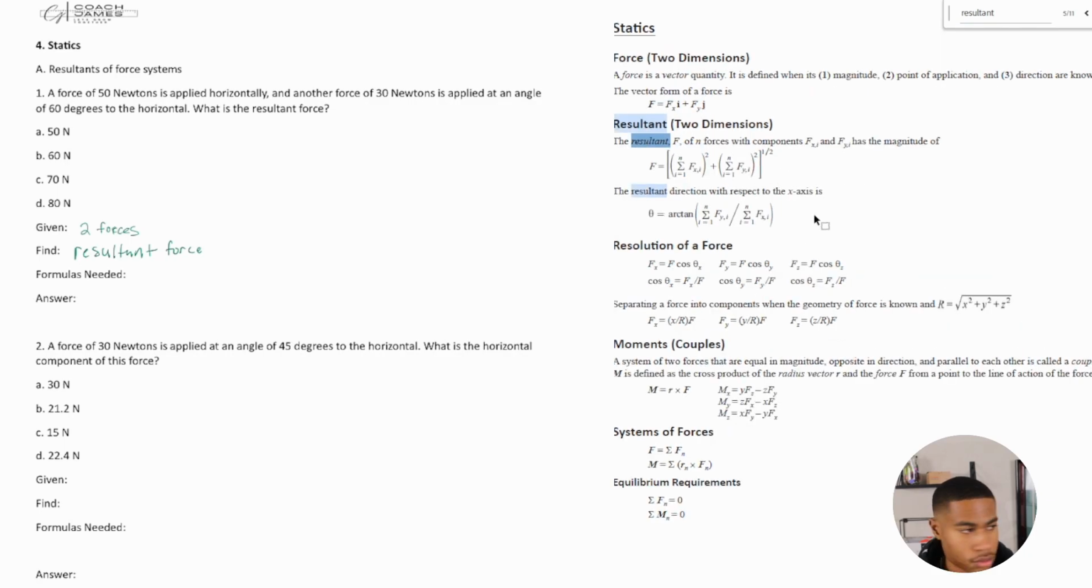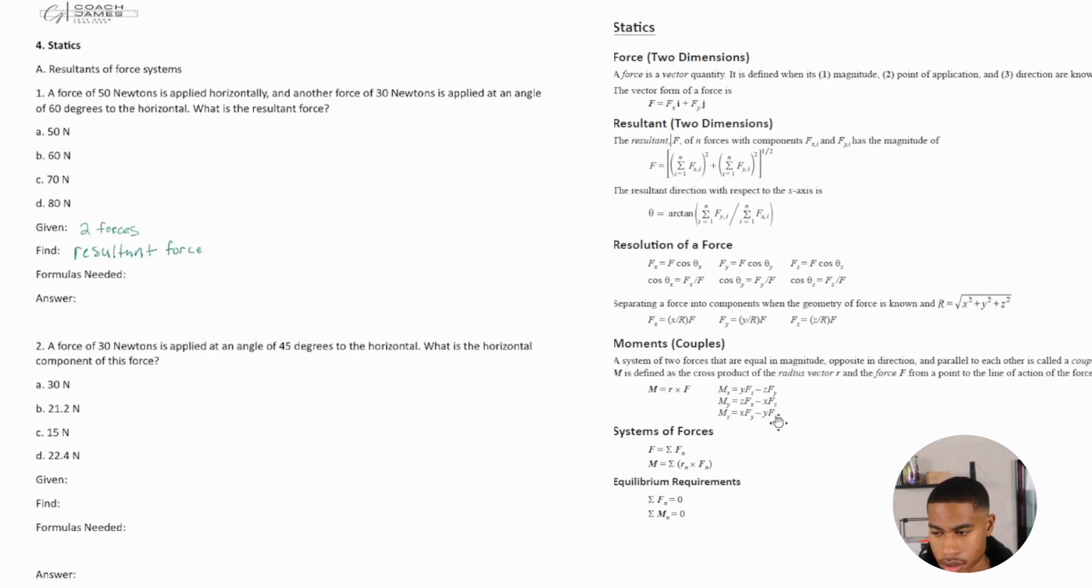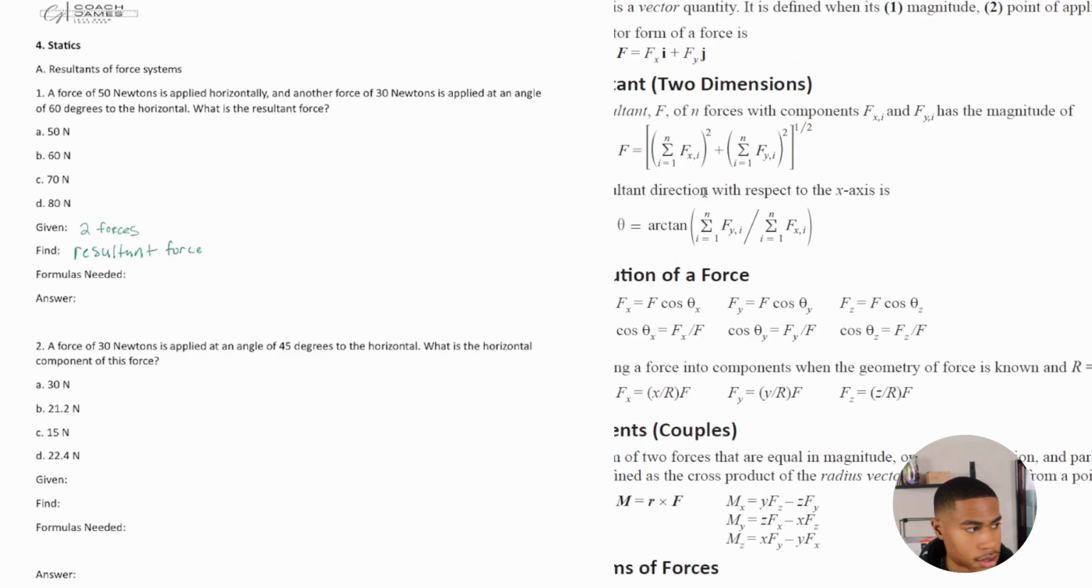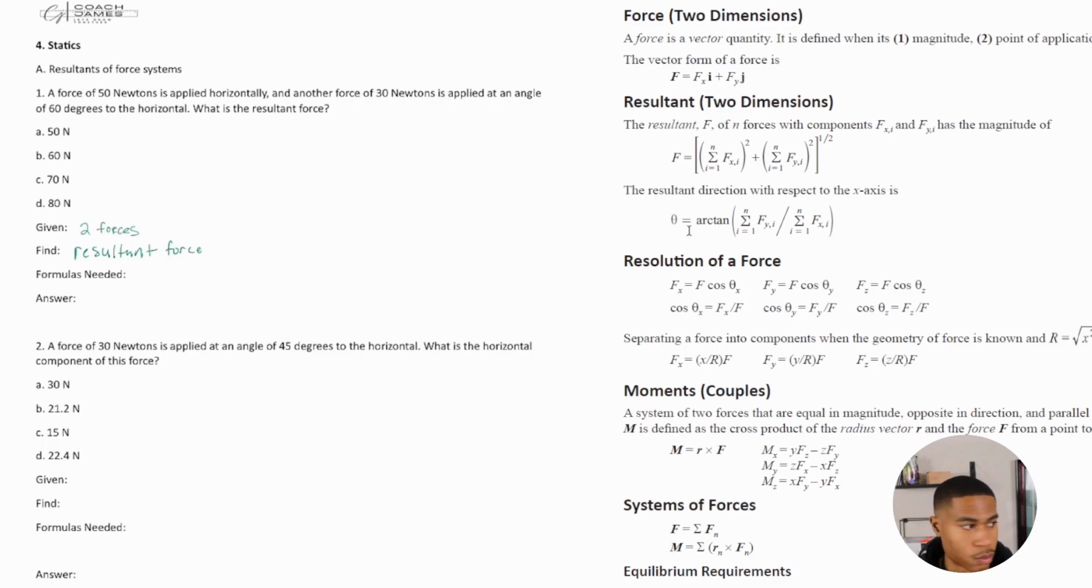So if I zoom in here, this says the resultant, two dimensions, is the resultant F of n forces with the component Fx and Fy has the magnitude of F is equal to the sum of the forces in the X direction, that's what this is in parentheses, squared, plus the sum of the forces in the Y direction, squared, and then all to the 1/2 power, which is ultimately saying all over the square root. So that is the resultant force, F.